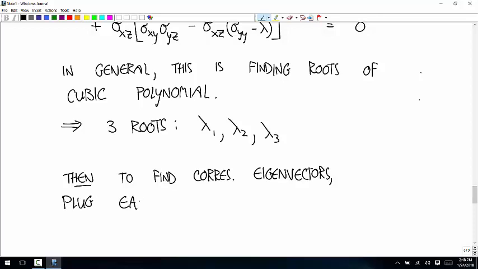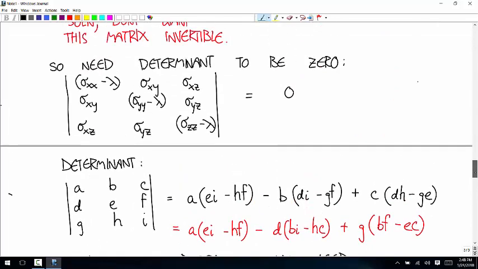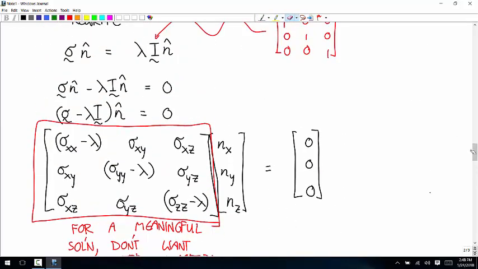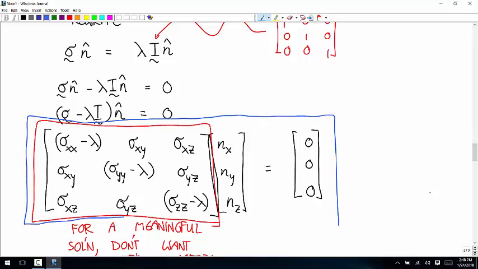plug each eigenvalue into, I'm going to number this equation. So I'll call this equation star.